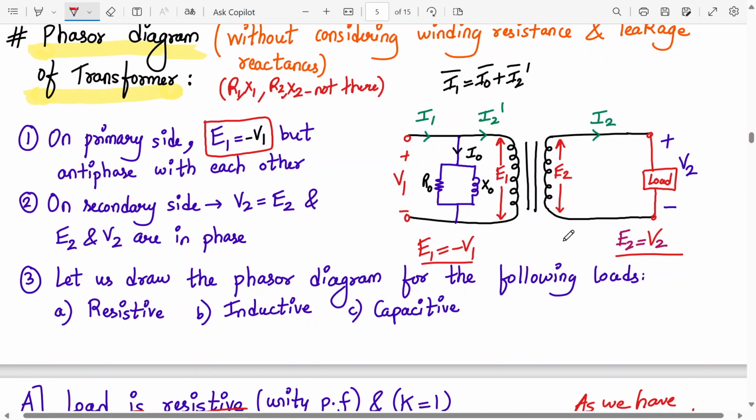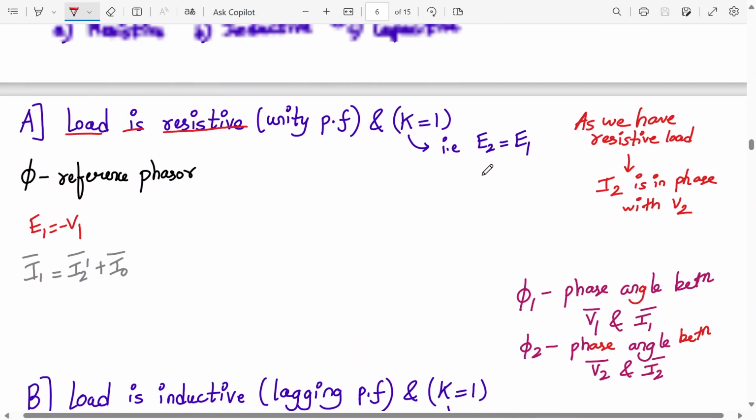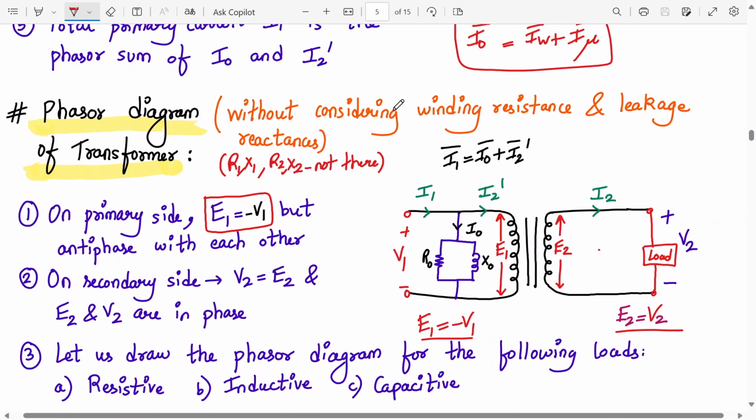Draw the phasor diagram for this circuit, this practical transformer. Yes, can we start? Yes, sir. Okay, and remember this diagram. I1 is I0 plus I2 dash. Alright, E2 and V2 are same. V1 is equal to minus E1, that we should remember, and I0 is IW plus I mu. Let's start with the resistive load. So write down phasor diagram when the load is resistive, and this is without winding resistance and leakage reactance. So without R1, R2, X1, X2.